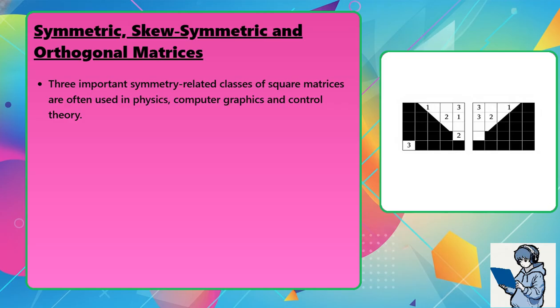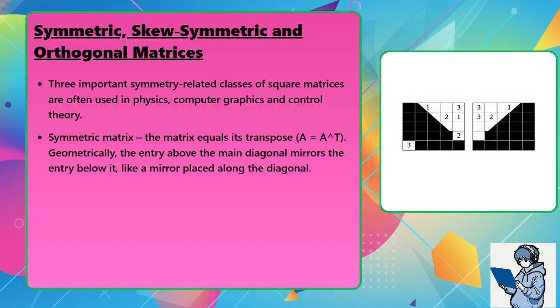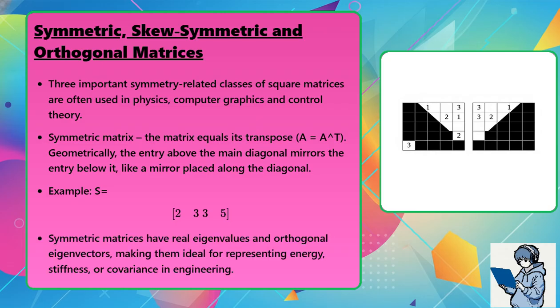3 important symmetry-related classes of square matrices are often used in physics, computer graphics, and control theory. Symmetric matrix: the matrix equals its transpose, A equals A transpose. Geometrically, the entry above the main diagonal mirrors the entry below it, like a mirror placed along the diagonal. Example: S equals a 2 by 2 matrix with entries 2, 3, 3, 5. Symmetric matrices have real eigenvalues and orthogonal eigenvectors, making them ideal for representing energy, stiffness, or covariance in engineering.